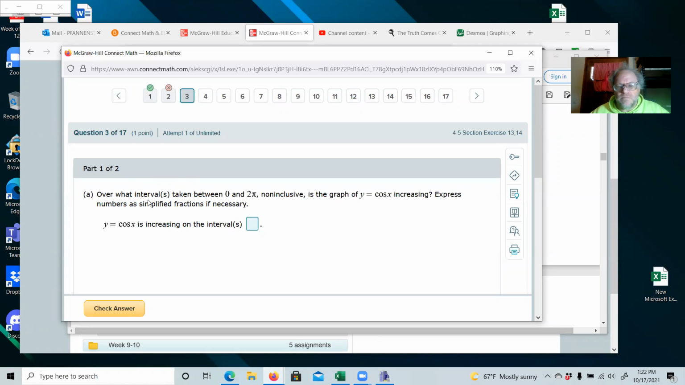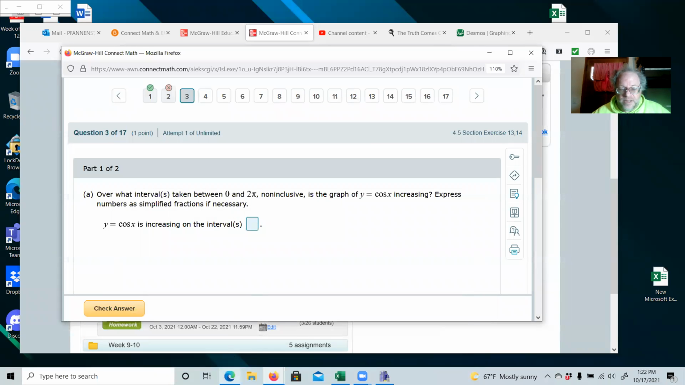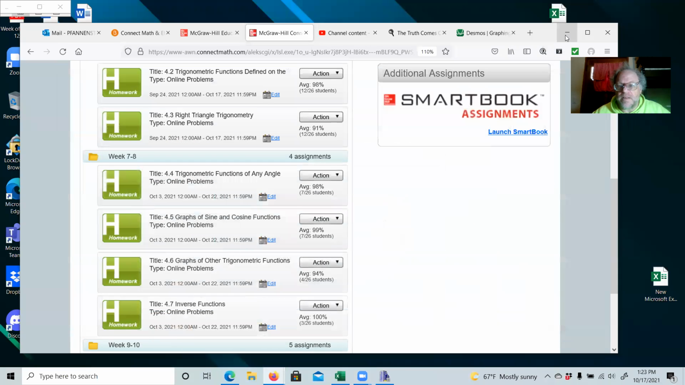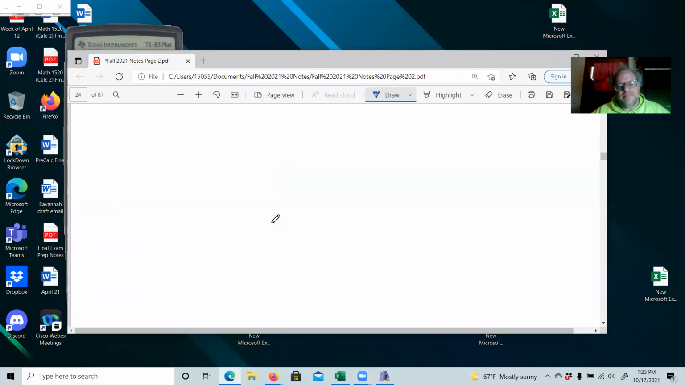They want to know which intervals from 0 to 2 pi, non-inclusive, which means we're not going to include the endpoints, the graph y equals cosine x is increasing. And since it's part 1 of 2, I'll bet we'll also look at where it's decreasing. Let's take a look at that. What's cosine look like?